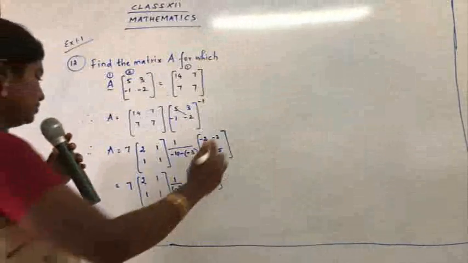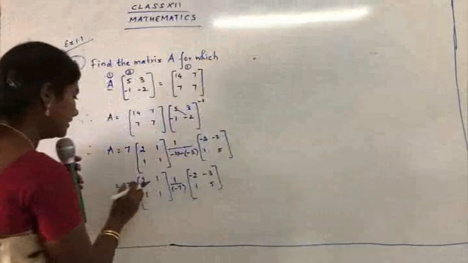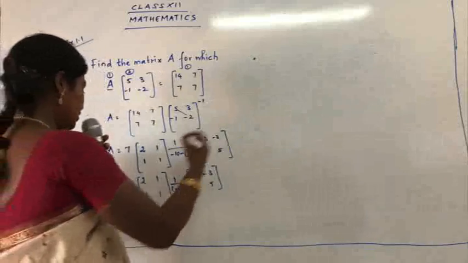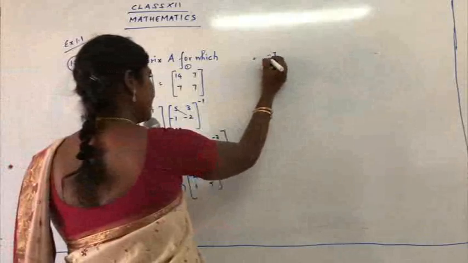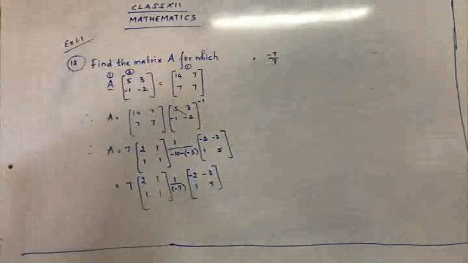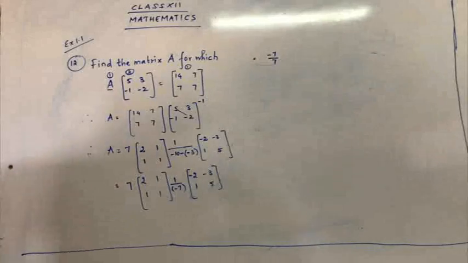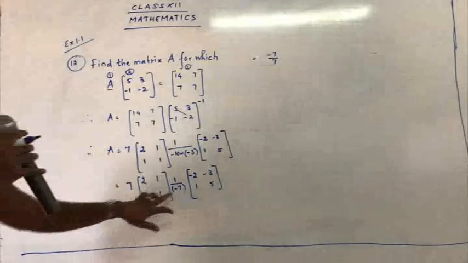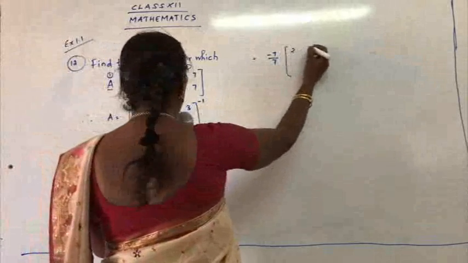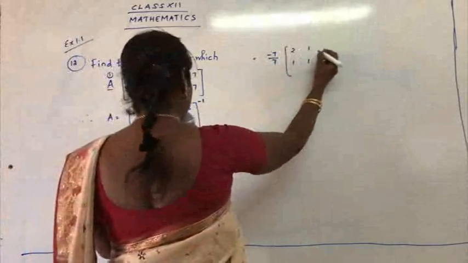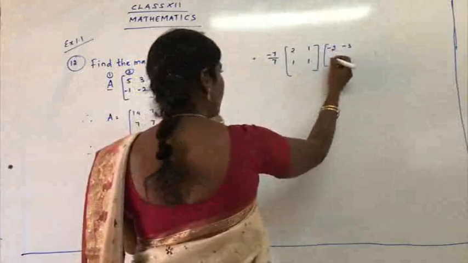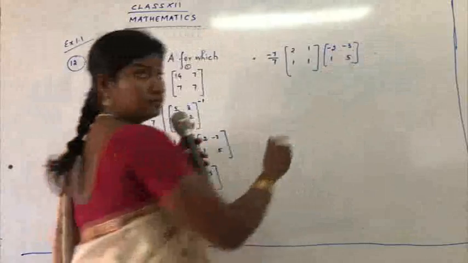So this is equal to, see how I'm combining. I'm keeping the matrix together and I'm taking the numbers together. So this becomes minus 7 upon 7. Are you getting this step, children? The minus I have just taken to the numerator part. So minus 7 upon 7. Now write the matrix together. So this is 2, 1, 1, 1 and minus 2, minus 3, 1, 5.